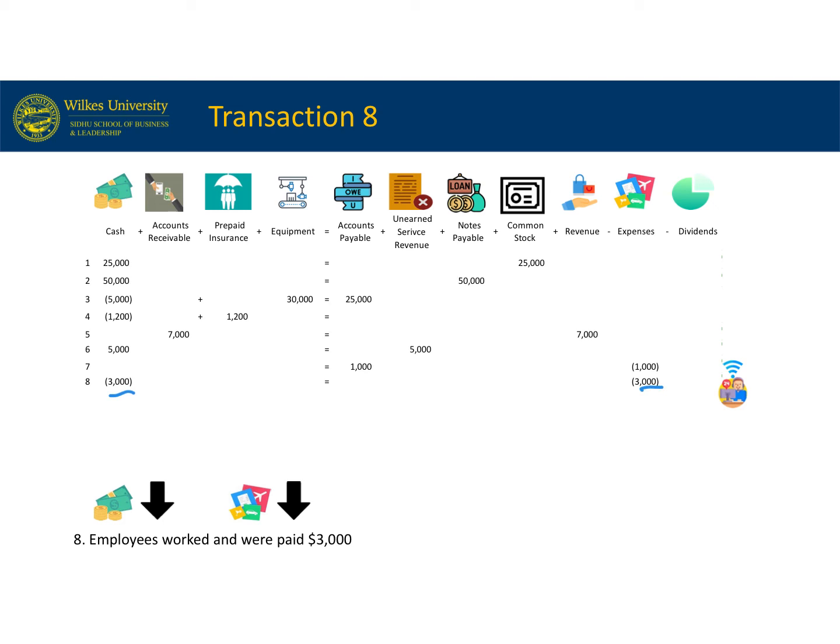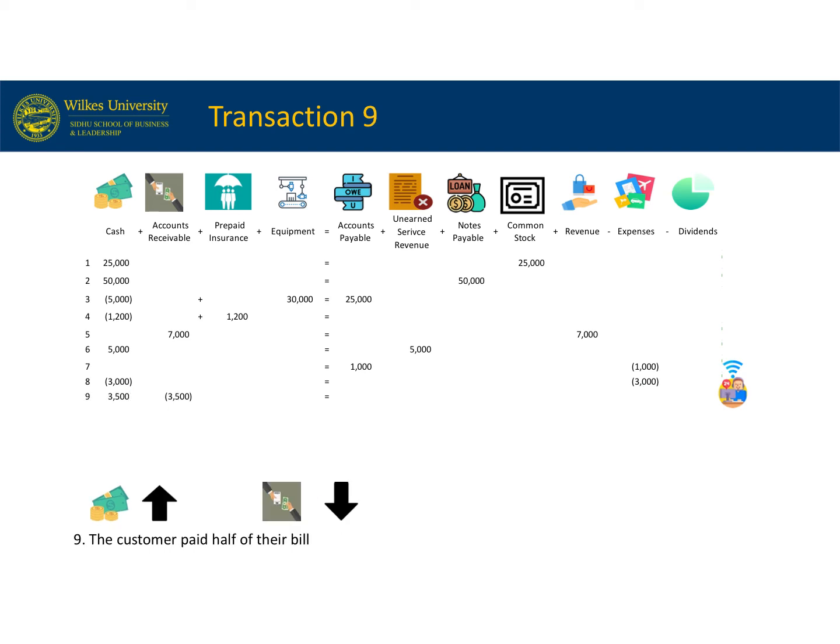So the accounting equation holds with the negative $3,000 on the asset side of the equation and a negative $3,000 on the liability and owner's equity side of the equation. And remember, the icon to the right is to identify each of the different expenses.